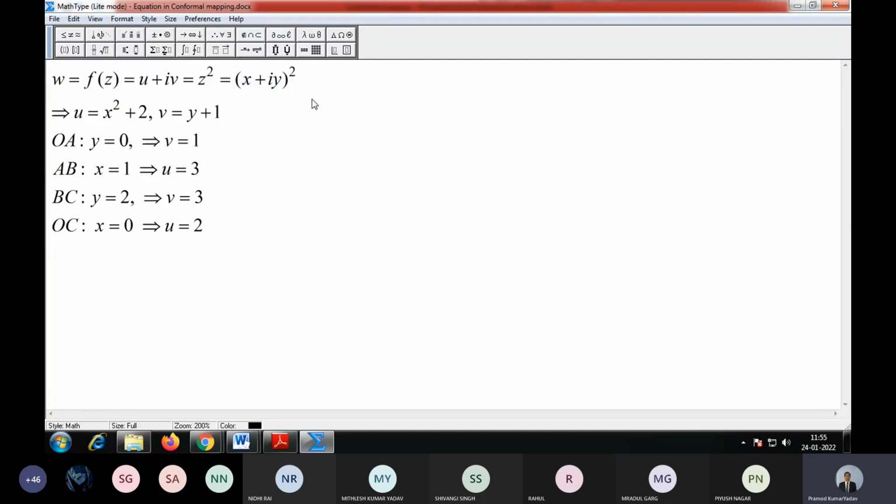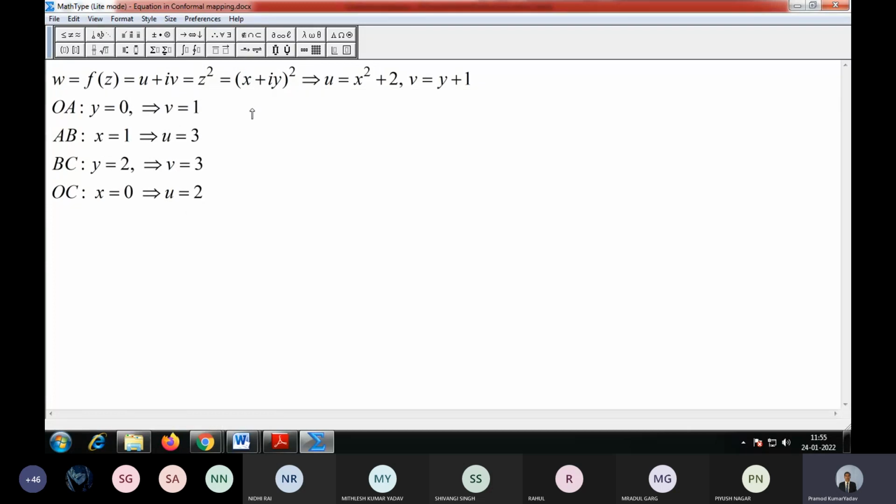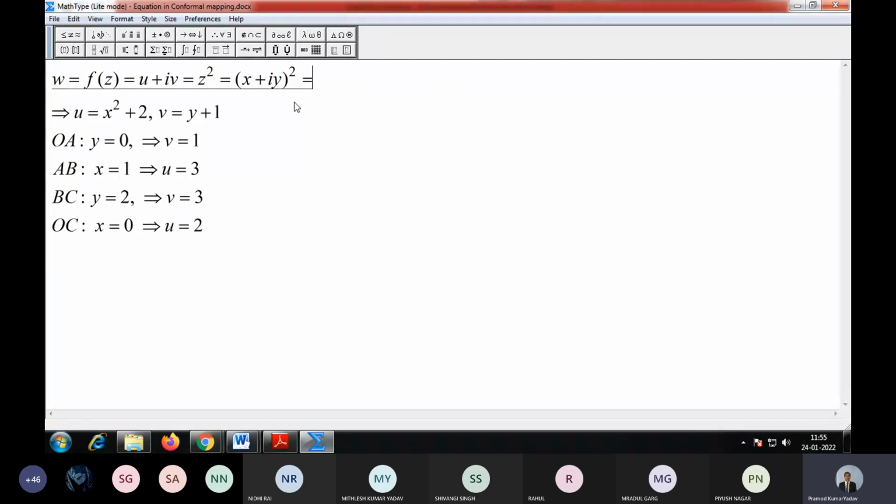It means it is equal to x square minus y square plus 2i xy. Let me check, please. So this value is u and this value is v, 2xy.